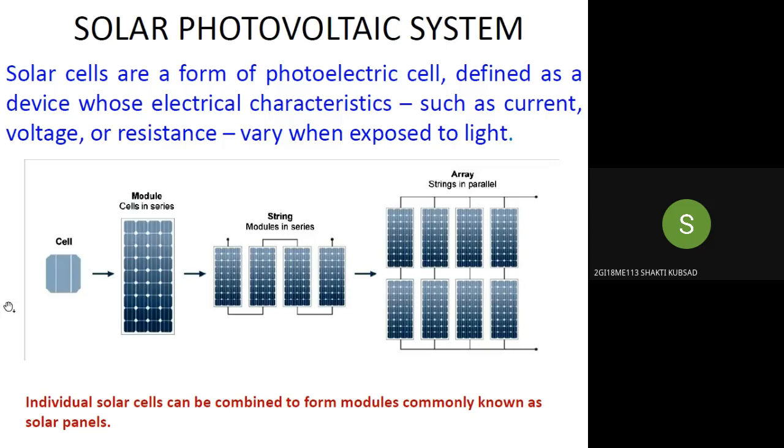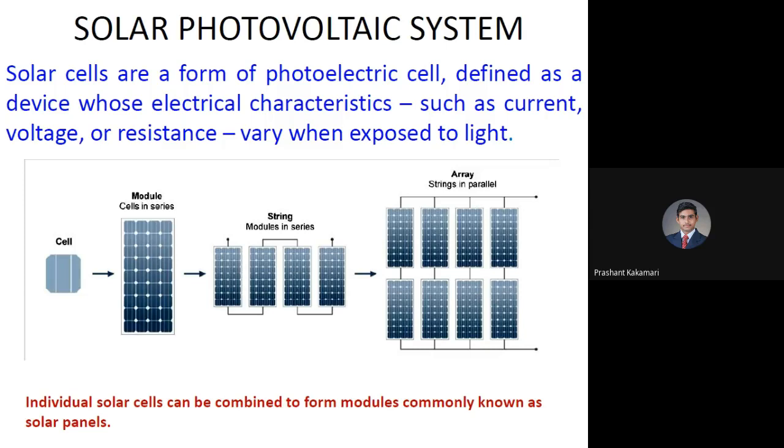Now coming to the solar photovoltaic systems, all of you know the principle of the photovoltaic concept. Whenever light falls on a semiconductor material having electrons and holes, a small EMF can be generated between the junctions. Whenever a PN junction, positive and negative, is formed and light falls on that surface, a small electromotive force is generated. That concept is called the photovoltaic effect.